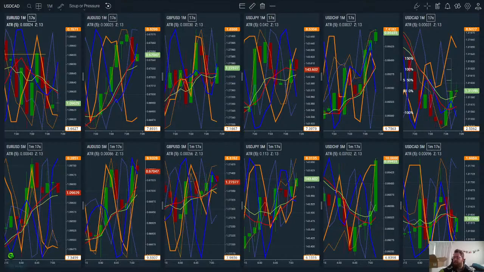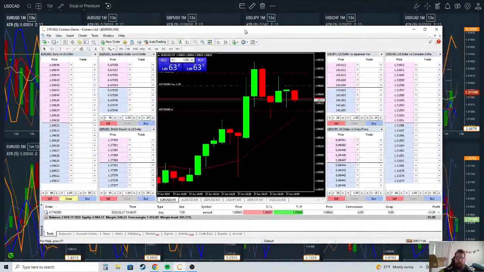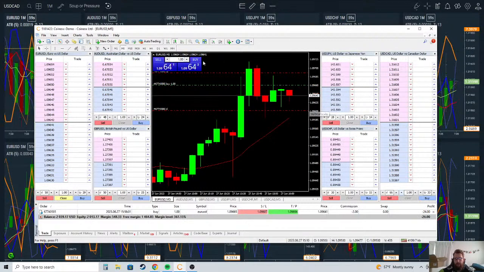I apologize, I'm still trying to figure out this streaming thing, but again, this is where we're actually taking the trade. This is the euro, this is where we're at. We're about halfway between our stop loss and our entry. And at this point, just looking at this, it could go anywhere.